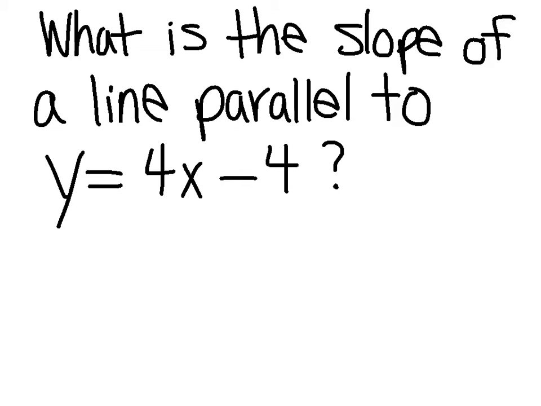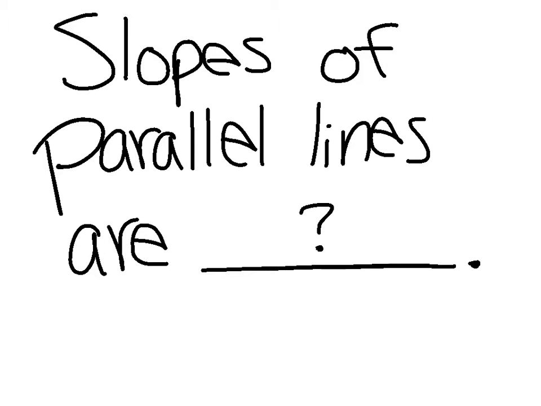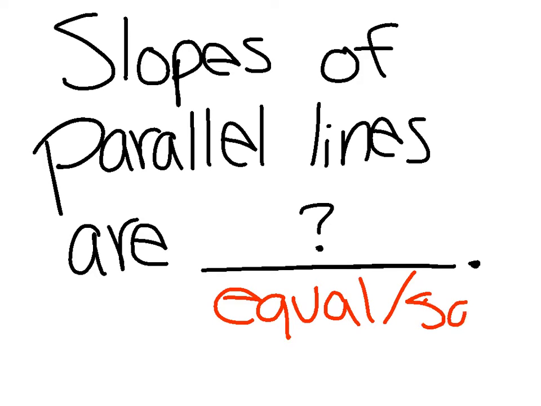What is the slope of a line parallel to y equals 4x minus 4? Okay, good. If the line we're looking for is parallel to this line, the slopes are the same. So our new line will have a slope of 4. Another alert: slopes of parallel lines are blank. What are they? They're equal or the same. Either one would have worked.